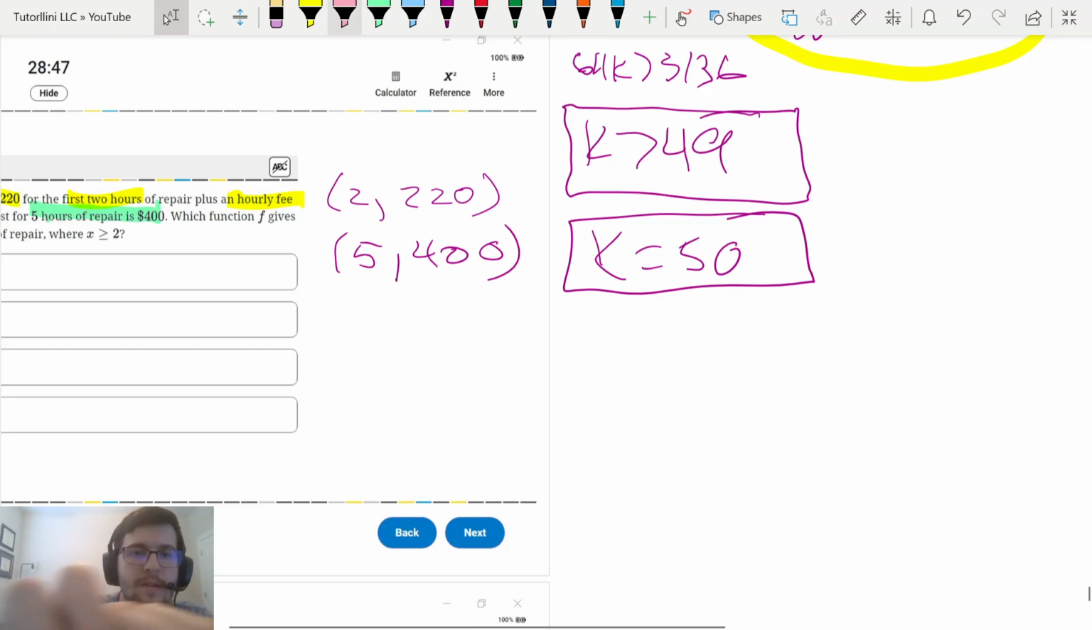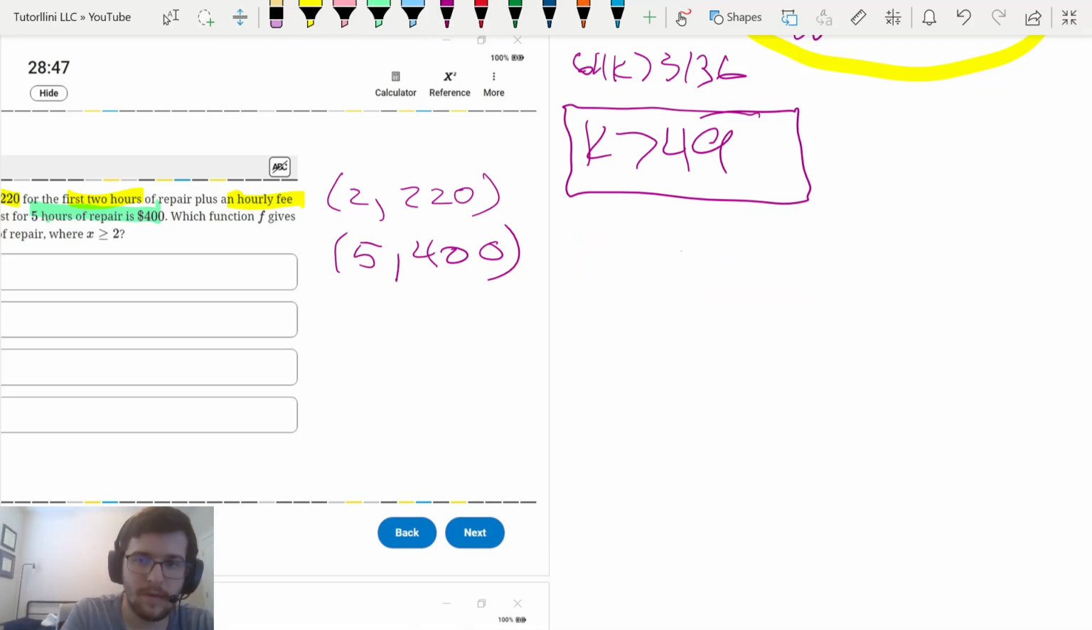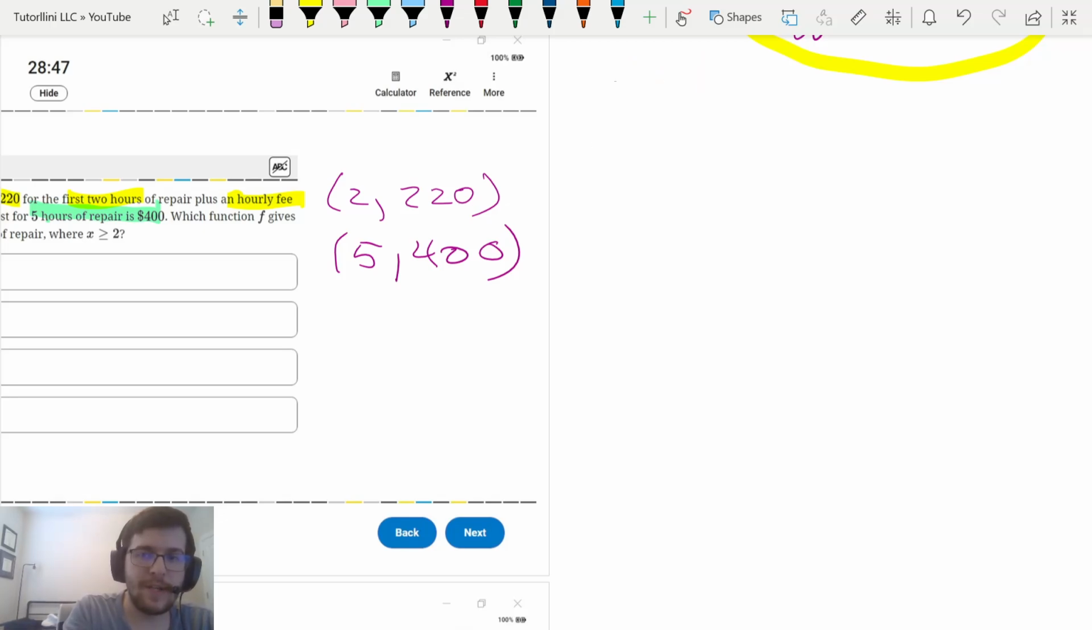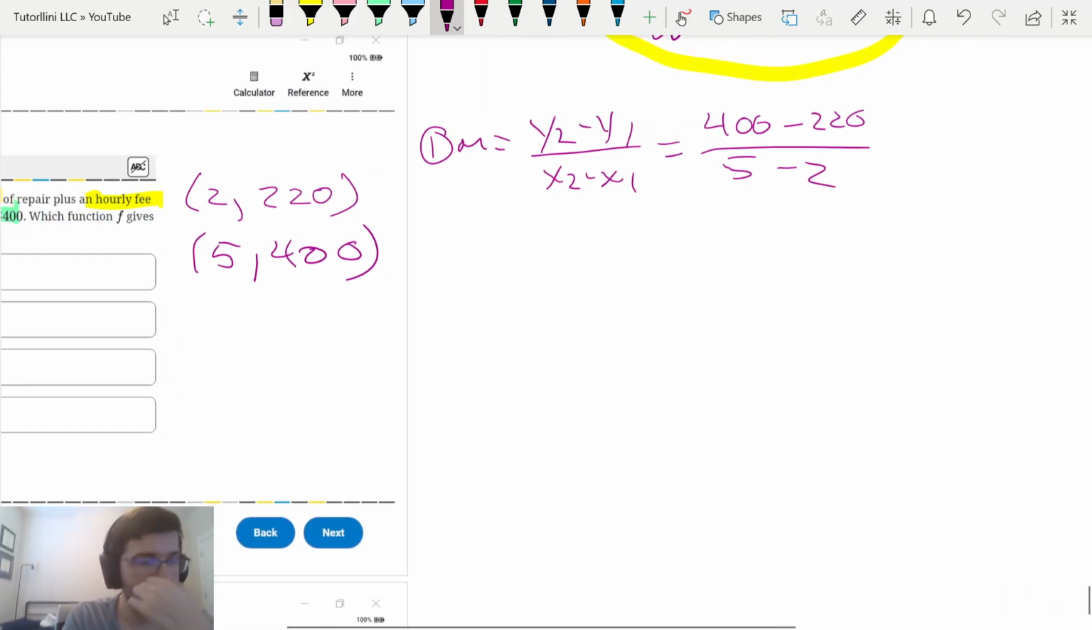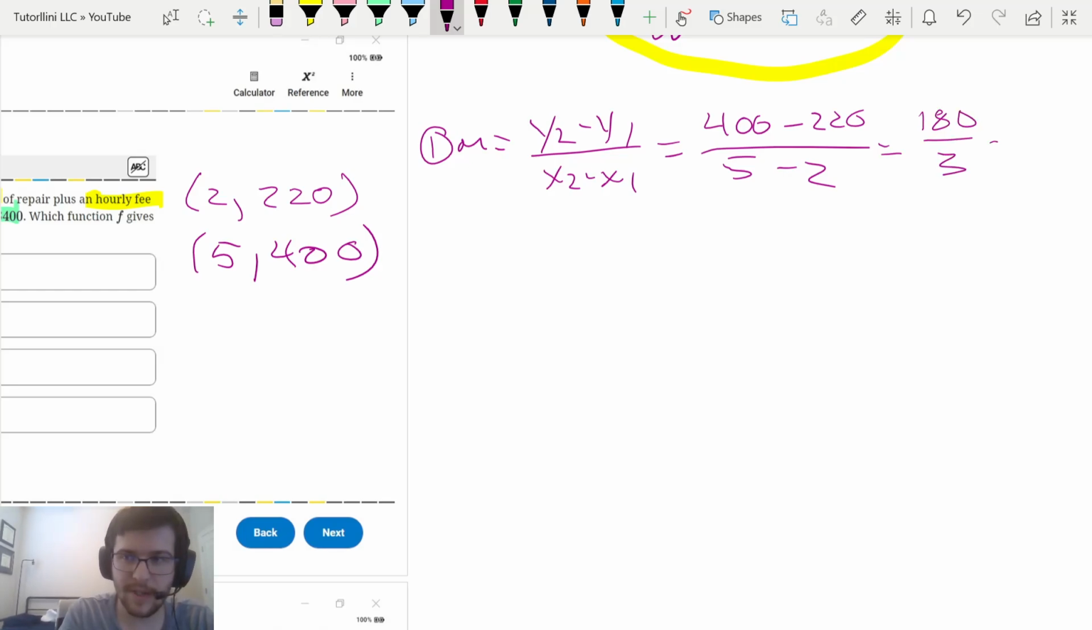I'm going to just delete some of this stuff from before, if that's okay. Let me just do that really quick. Okay, so whenever you have to find the equation of a line from 2 points and you don't have the slope or the y-intercept, the first thing you do is calculate the slope using y2 minus y1 over x2 minus x1. So 400 minus 220 over 5 minus 2. So the slope is 180 over 3, which is 60.